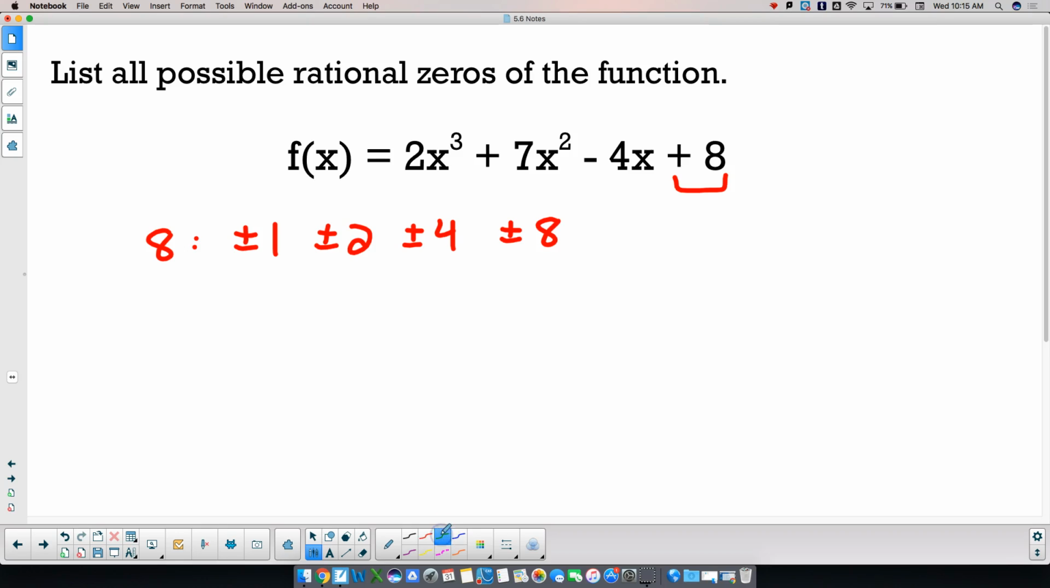Then I look at factors of 2: 1 and 2. Agree? So to make my list, I take all of the red numbers and divide them by 1. Well, that's just going to be the list of red numbers.